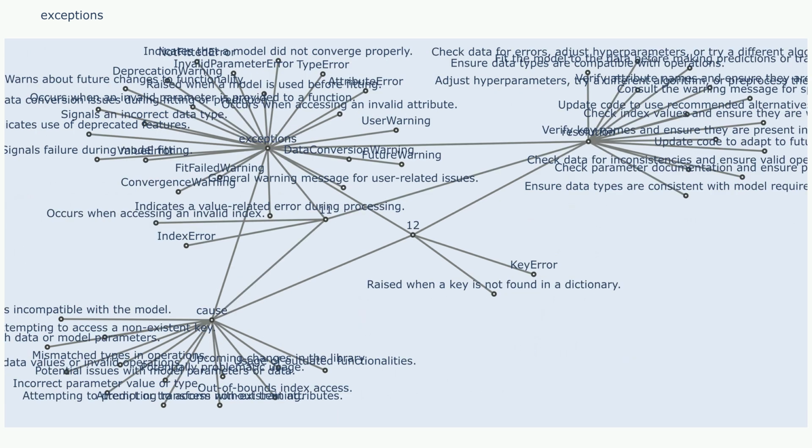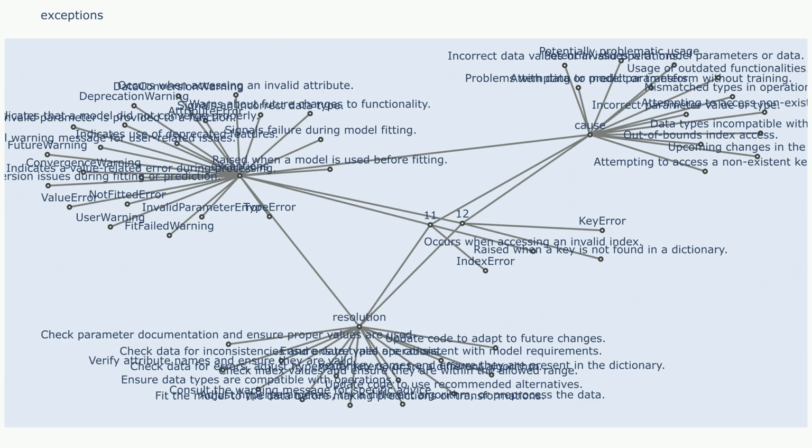IndexError. Description: indicates an attempt to access an element outside the range of a sequence. Causes: using an index that goes beyond the length of an array or list. Accessing elements of a data structure using incorrect indices. Example: Python. X = [[1, 2], [3, 4]]. print(X[2][0]) # out of bounds access. This code will throw an IndexError because the array only has two rows, indices 0 and 1. Resolution: double-check the indices you are using to access elements in your data structures.